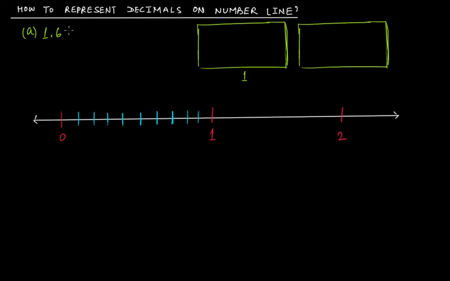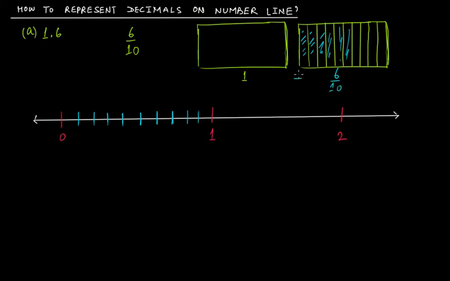0.6 means that we have 6 tenth, that is, if this rectangle is divided into 10 equal parts, 1, then 2, then 3, then 4, 5, 6, 7, 8, 9 and 10. Just suppose that this is a perfect figure and it has been divided into 10 equal parts, and we have to take 6 parts, so 1, 2, 3, 4, 5 and 6. So this is 6 over 10, right? So we have 1 plus 6 over 10.